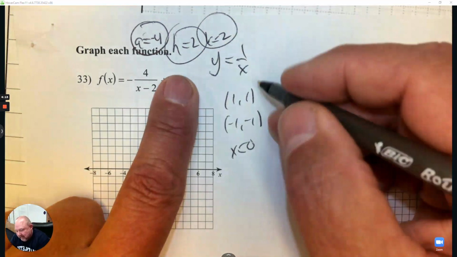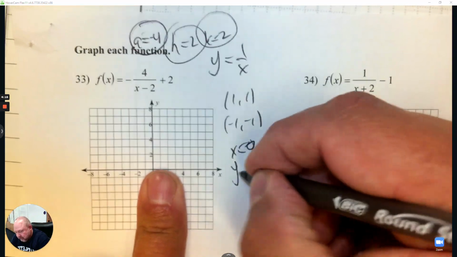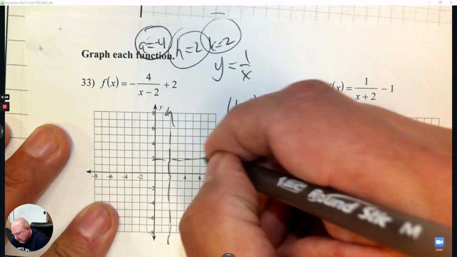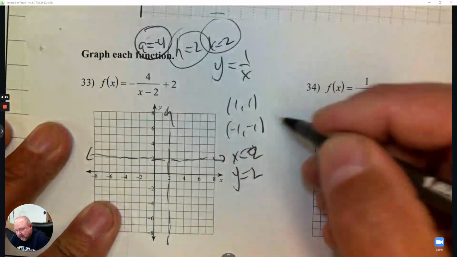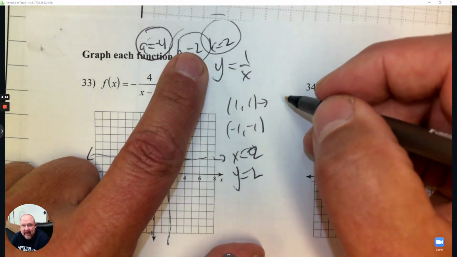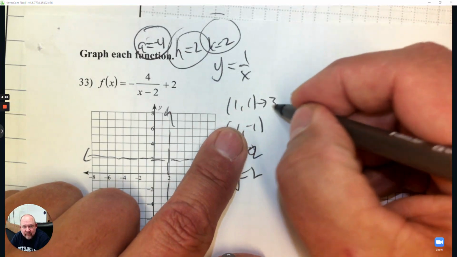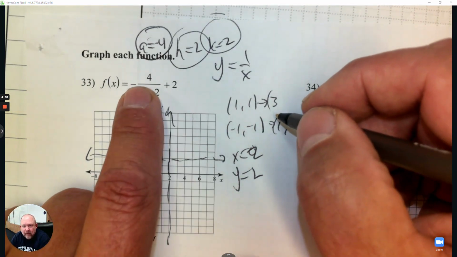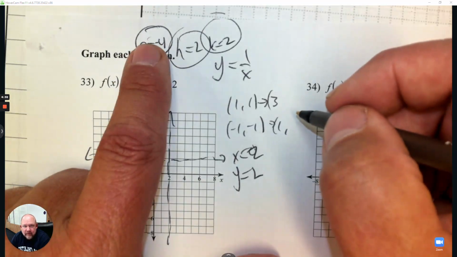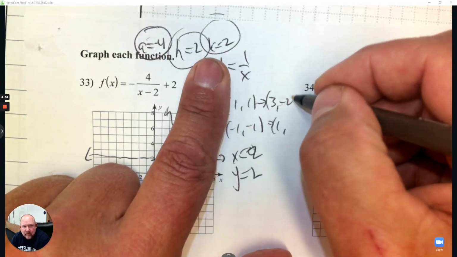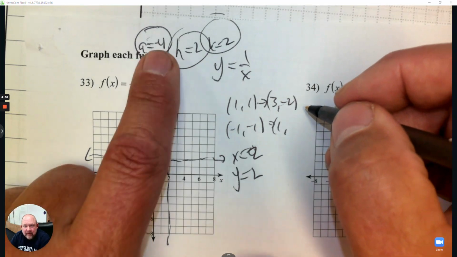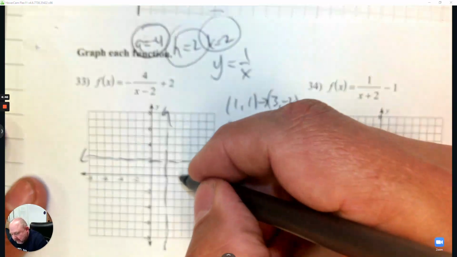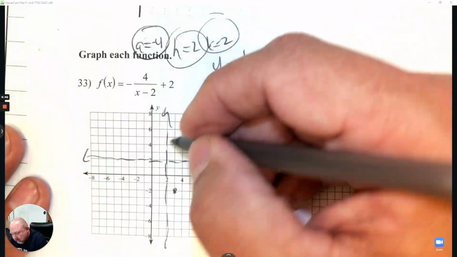So the H and K actually are your asymptotes. That's 2 and 2. So 2 this way. 2 this way. And then your points, so we're going to add 2 to the x, and we're going to multiply by negative 4. So 1 times negative 4, add 2, and then negative 1 times negative 4 is 4, plus 2 is 6. So we're going to put those points down. So 3, negative 2, and 1 and 6.